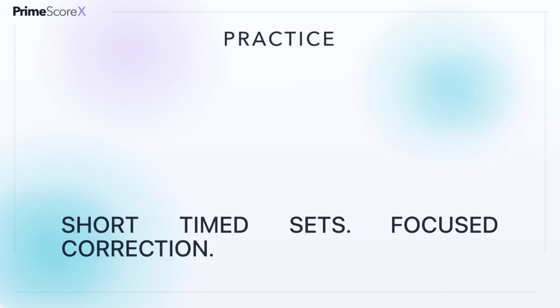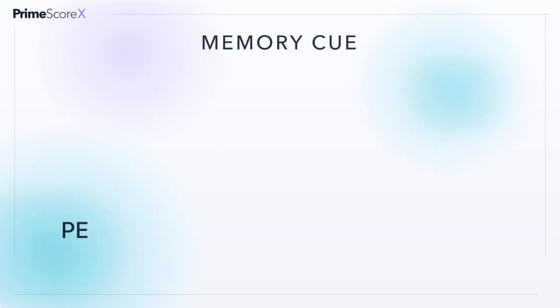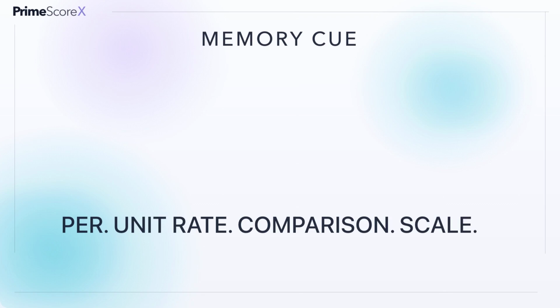Practice this topic in short time sets. Start with accuracy, then add pacing, then review every miss. If the same error appears more than once, do not just do more random questions. Pause and drill that exact weakness until the pattern changes.